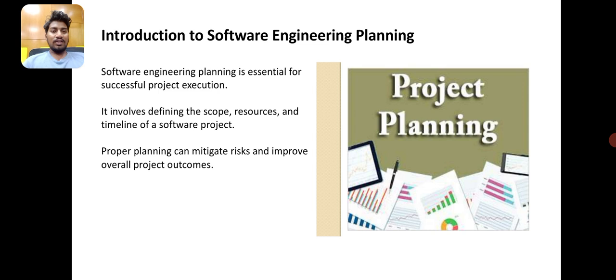Today we are going to discuss software engineering planning. Introduction to software engineering planning. Software engineering planning is essential for successful project execution. It involves defining the scope, resources, and timeline of a software project. Proper planning can mitigate risks and improve overall project outcomes.